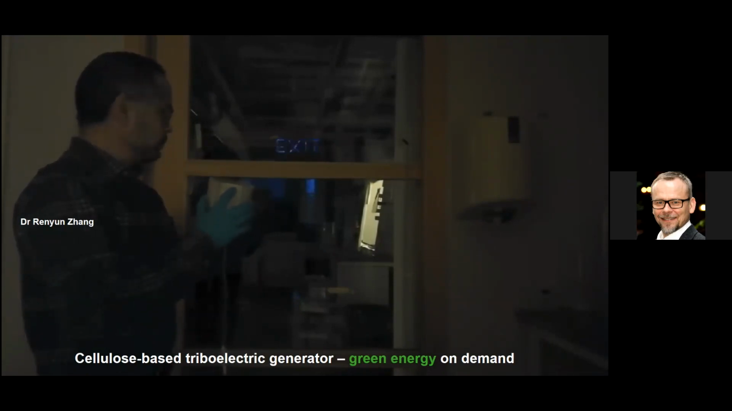So you can light up this exit sign just by clapping these cellulose surfaces together. It's quite interesting, or astonishing in a way.